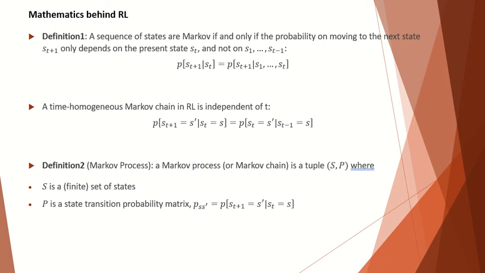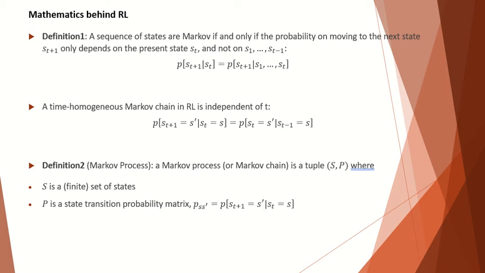Okay, now we will go through all the mathematics behind RL, and we need three important definitions here. The first one is, what is a Markov sequence? A sequence of states is Markov if and only if the probability of the next step depends only on our current step. It means that the probability of state t plus 1 conditioned on state t is equal to the probability of state t plus 1 conditioned on s1 to st. Actually, s1 to st minus 1 have no influence on our probability. So our next step only depends on our current step.